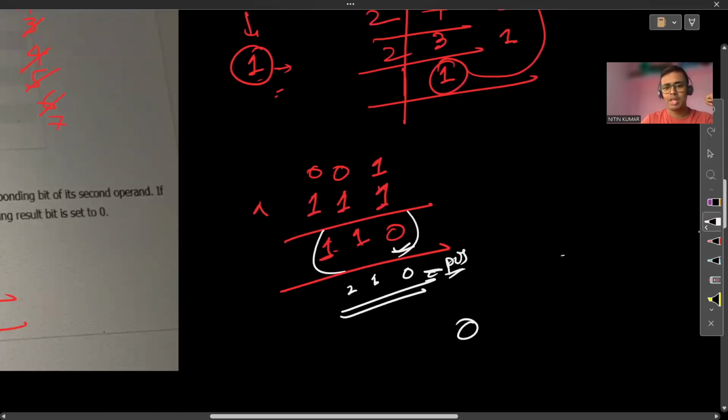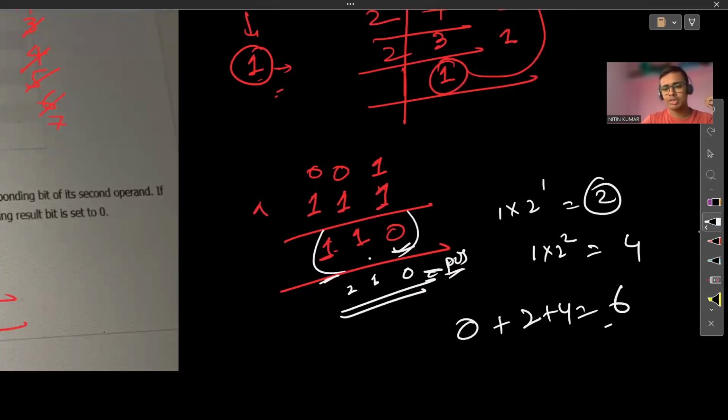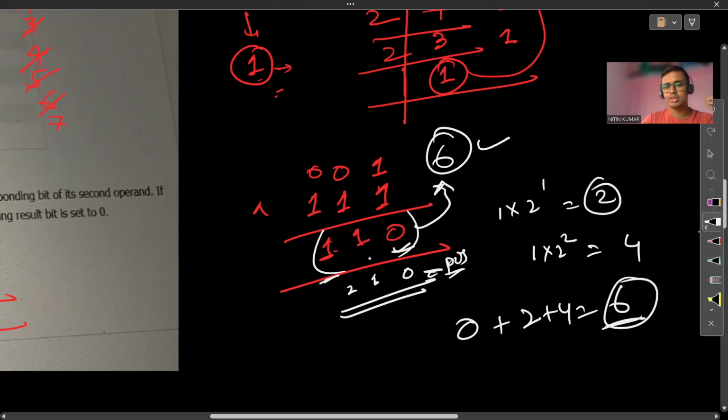So this is 0. Now what value will this place return? It will return 1 into 2 to the power 1, which is 2. Again, what will this place return? 1 into 2 to the power 2, which is 4. So the overall value will be 6. So if we convert this binary number to a decimal number, it will get me 6.